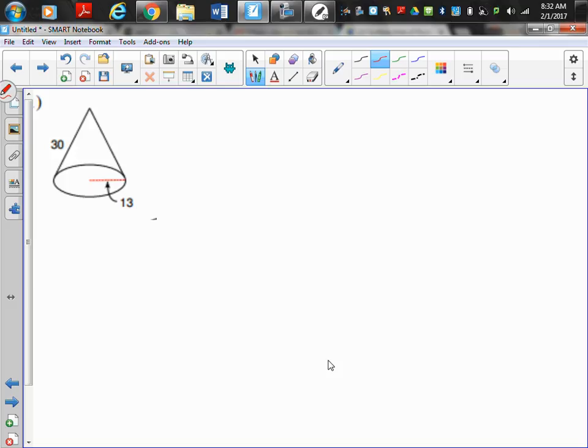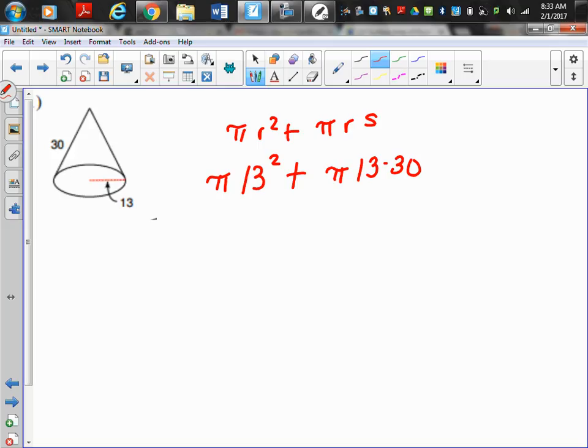So this one is straightforward. So we have pi r squared plus pi r s. R is my radius, which is 13. So pi times 13 squared plus pi r s. R is radius. Radius goes halfway across a circle. 13 times my slant height, which is 30. All right, so that's your basic plug and chug. You plug the numbers into the formula, plug it into your calculator, and it spits an answer out for you.